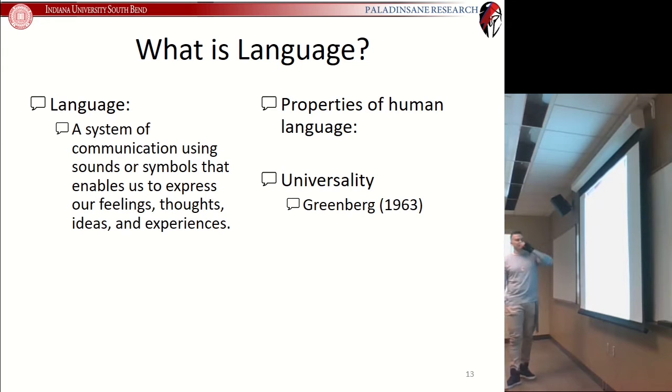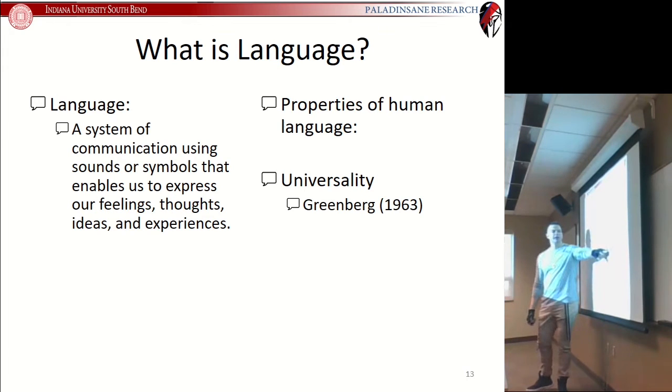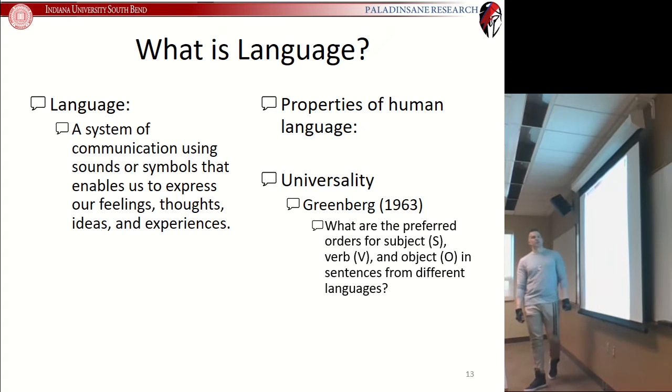And one of the most interesting studies about this idea of universality came from Greenberg. Greenberg just took a look at all the languages in the world and said, what are the preferred orders in that language for subject, for verb, and for object across these different languages? So if you say something like John kicks the ball, John is your subject, kicks is your verb, the ball is your object. Some languages in the world go John kicked the ball. They go subject, verb, object. Some languages in the world go subject, object, verb. John the ball kicked, right? Some languages have other combinations.